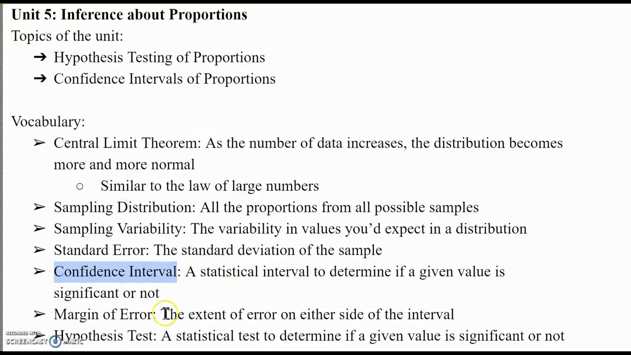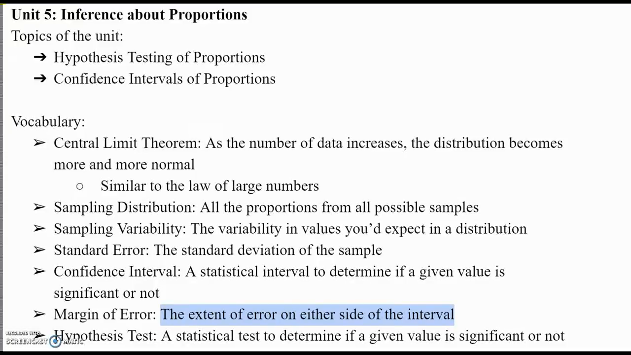The margin of error is just the extent of error on either side of the interval. So you might have heard that when governments give you the population statistic, they will say the population is, let's say, 1 million with a margin of error of 5,000, which just means that they think the population is 1 million, but they could be wrong by about 5,000 people up or down. So they think that the population lies within 5,000 of 1 million on either side. So 1 million plus 5,000 and 1 million minus 5,000, sorry.